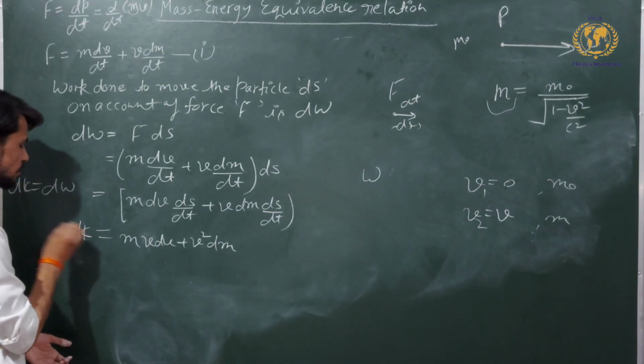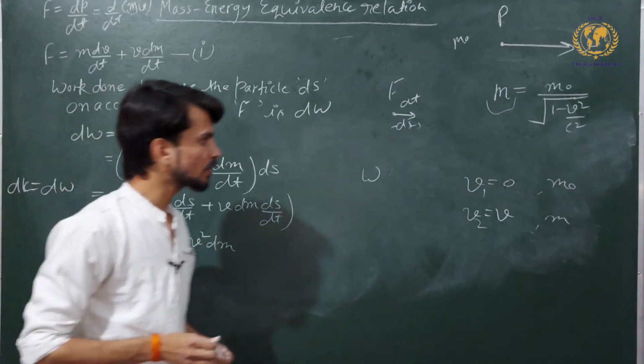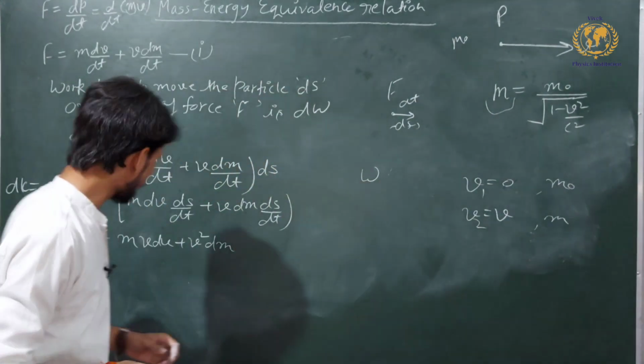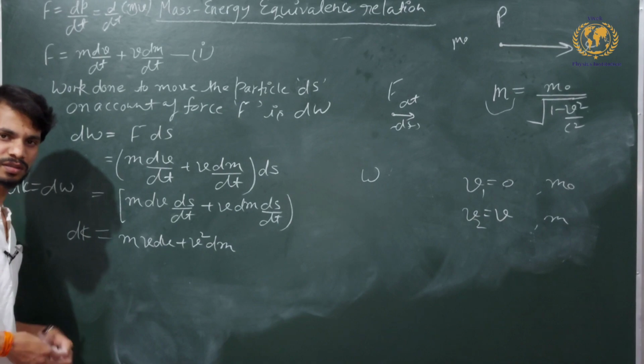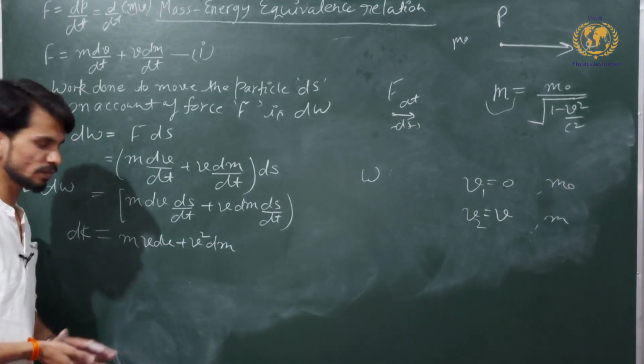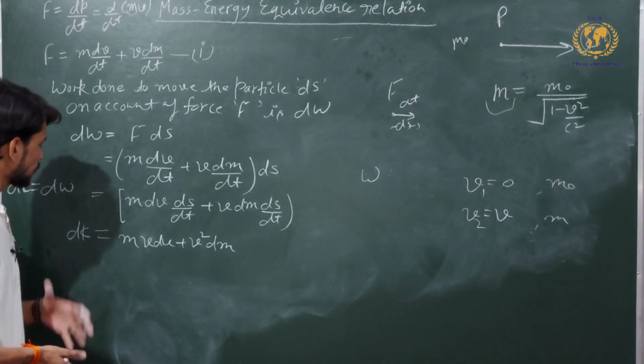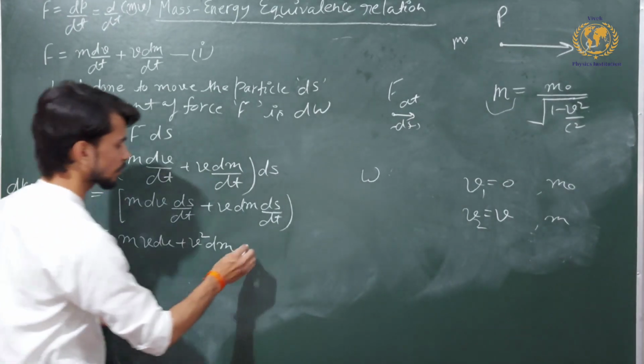So this is the change in the kinetic energy, because you have changed the velocity of the particle by applying some force, on account of some work done. So this is going to equal dK.